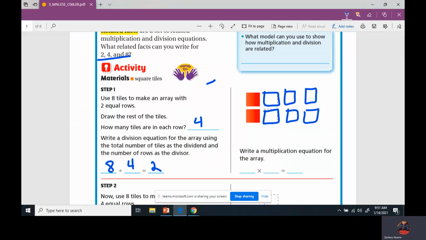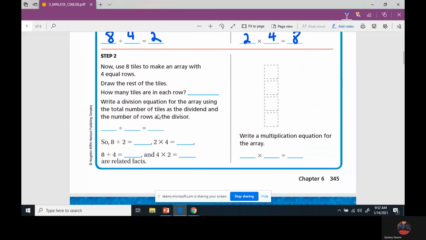What multiplication problem is this? We have 2 down, 4 across, which make a total of 8. We've been doing this all week of relating our multiplication and division together. Now let's use 8 tiles to make an array with 4 rows. So we're still going to use 8 tiles, but now we're doing 4 rows instead of 2. So 1, 2, 3, 4, 5, 6, 7, 8.